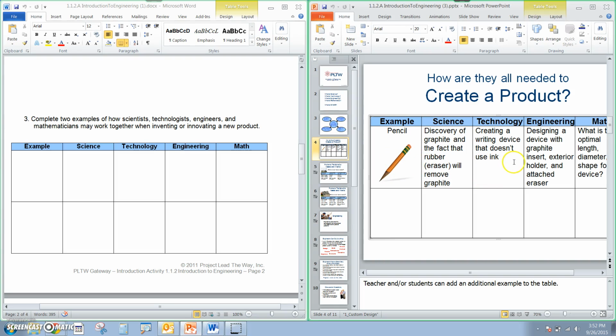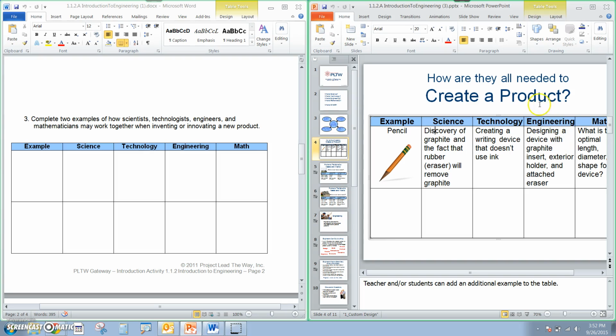Technology, creating a writing device that doesn't use ink. So that was the purpose of making this pencil. The pencil was made because we needed something that could write that doesn't use ink. So this one it's a little weird. I'm not a huge fan of it, but we can move on to the engineering. This is a bigger one.